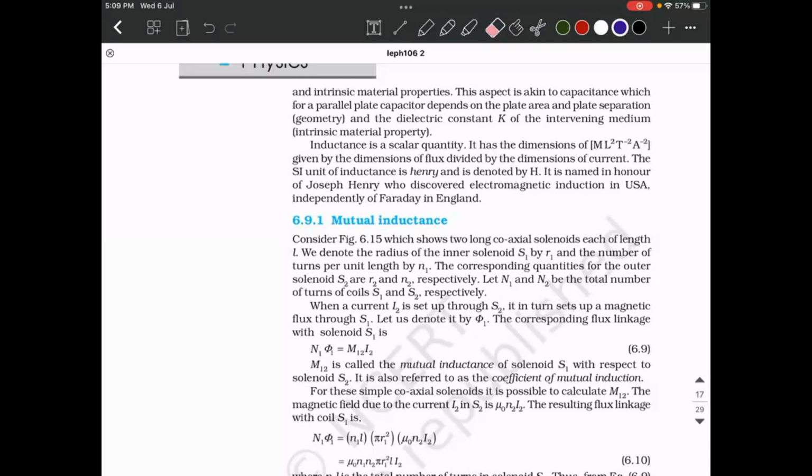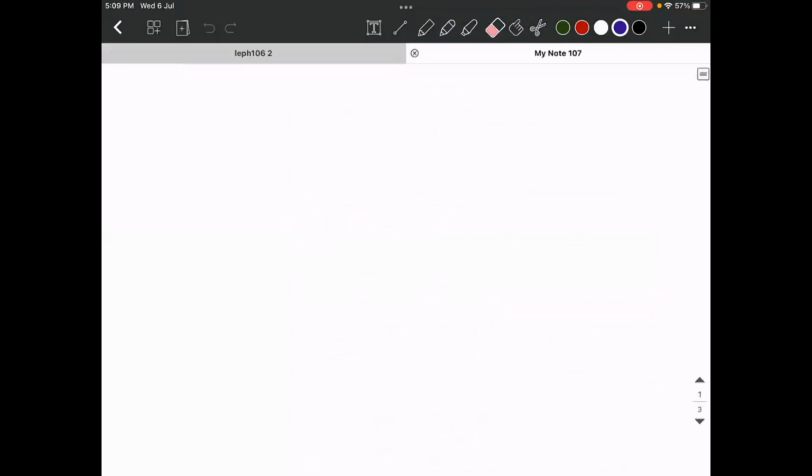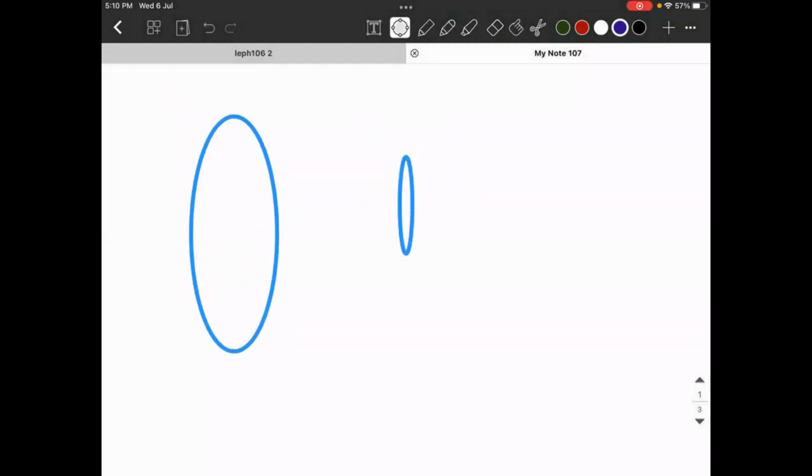So current is passed through one coil. The coil through which current is passed is generally called the primary coil. And the coil in which the EMF is generated is called the secondary coil. Is that clear? So let's say this is one coil. This is another coil.